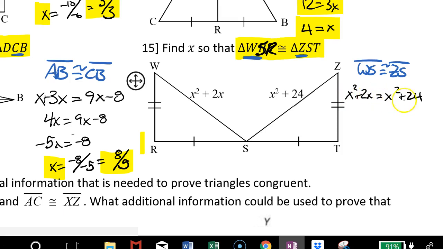x squared plus 2x is equal to x squared plus 24. We'll subtract x squared from both sides, so those zero out. So 2x equals 24. Divide both sides by 2. x is equal to 12.